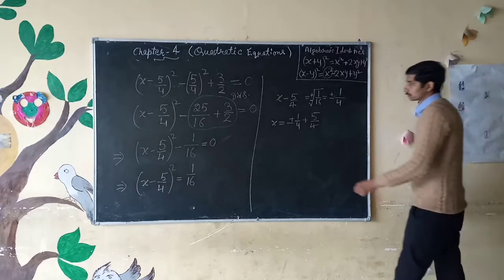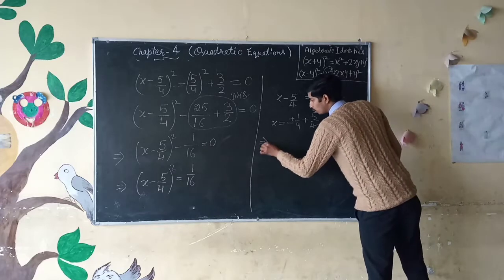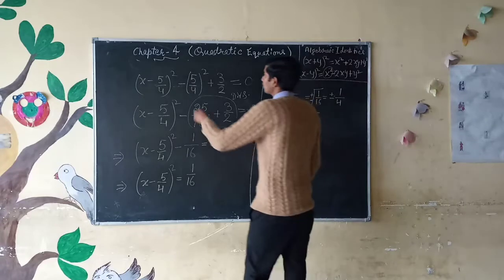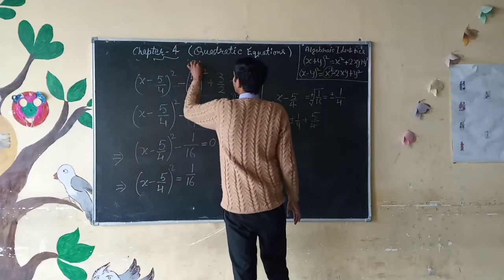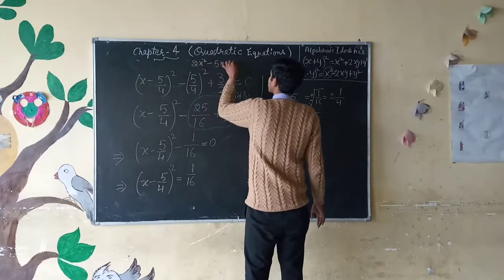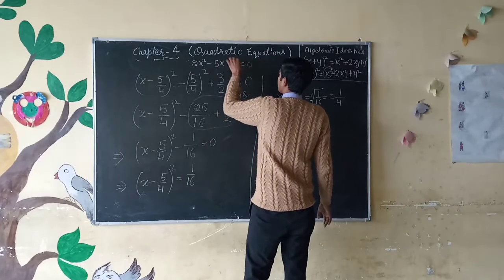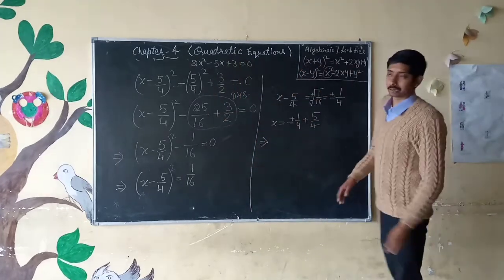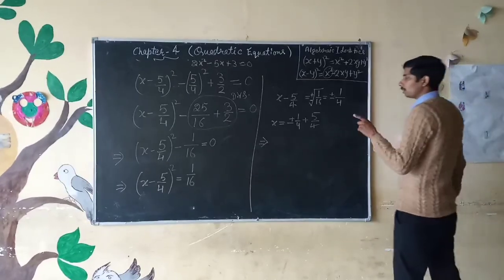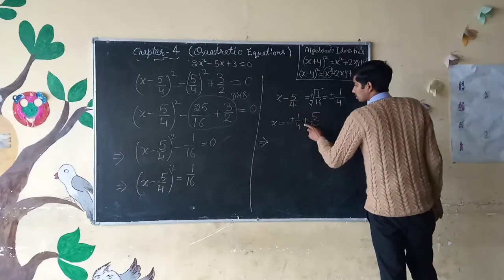Is it clear? It will give us the roots of this quadratic equation, the same as we can find these roots of the quadratic equation 2x square minus 5x plus 3 equals to 0 by using the method of splitting the middle term. We can use that same method. We will obtain the same roots here.